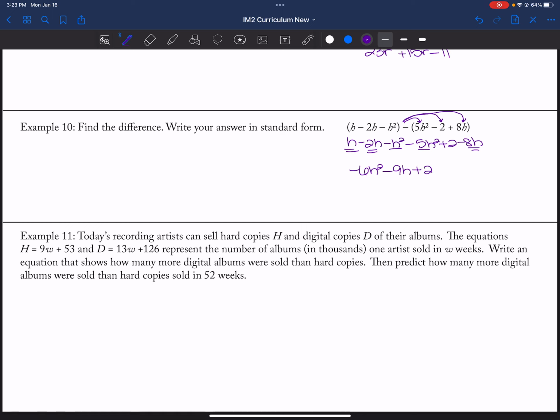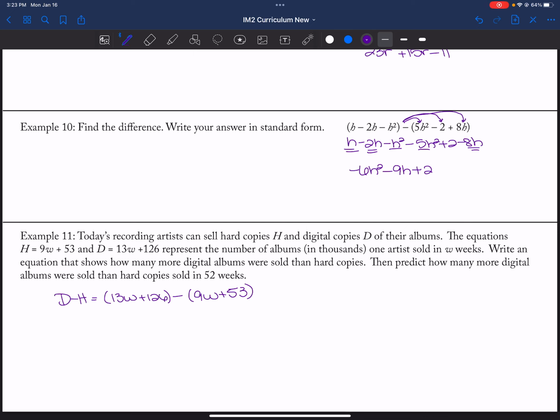Okay, today's recording artists sell hard copies and digital copies of the albums. The equations for hard and digital copies, and the number of albums is represented in thousands, where for one artist was sold in W weeks. Write an equation to show how many more digital albums are sold than hard copies. Okay, so that means that I want D minus H. So 13W plus 126 minus 9W plus 53.